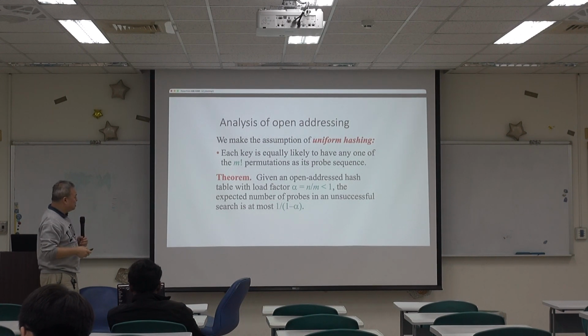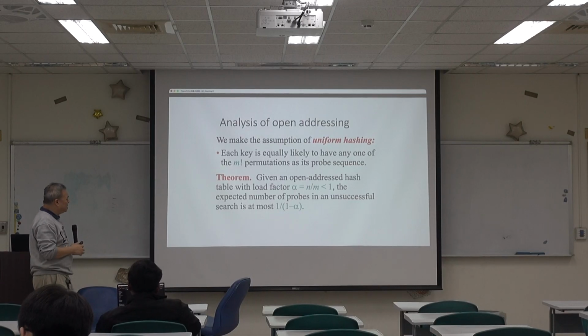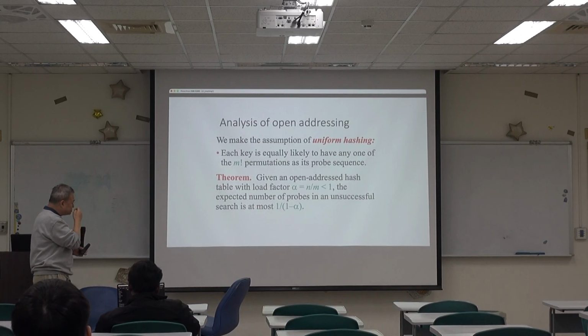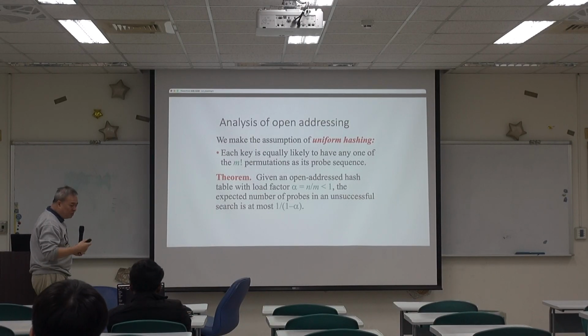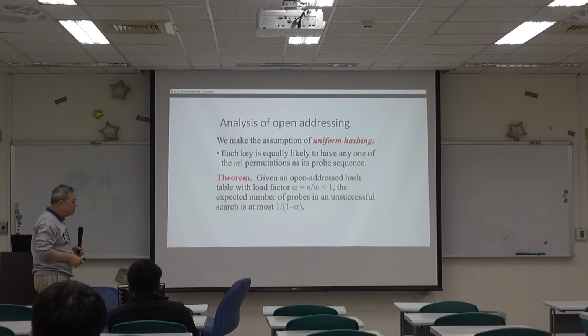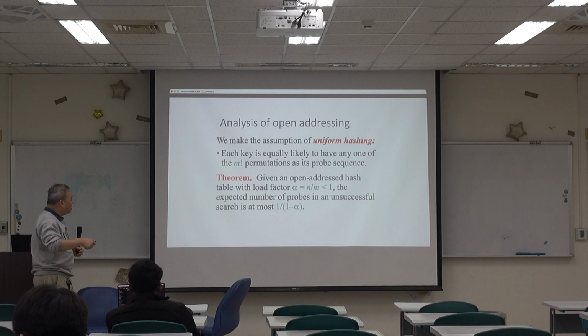So here's the thing. Given an open address hash table with load factor alpha, which is n divided by m, smaller than 1, where n represents the number of records in the table and m represents the size of the table, the expected number of probes in an unsuccessful search is at most 1 divided by (1 minus alpha).